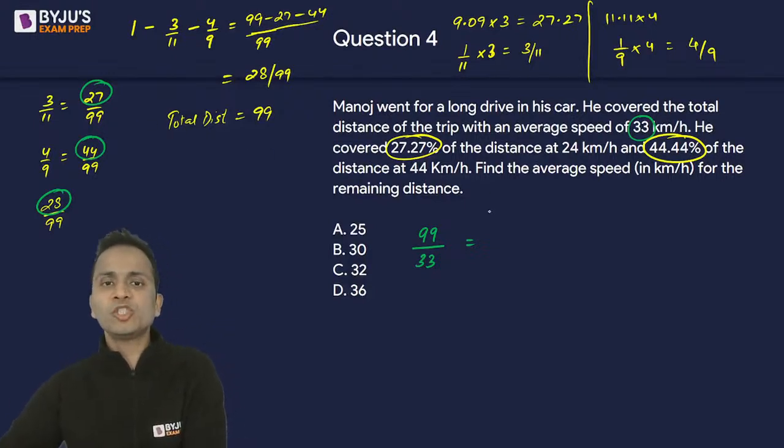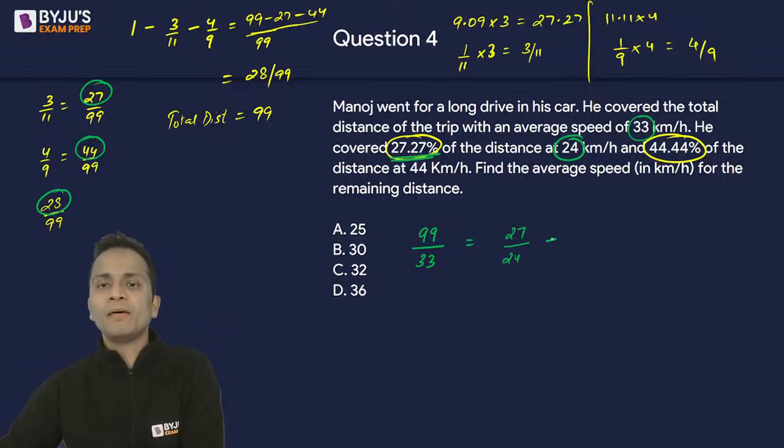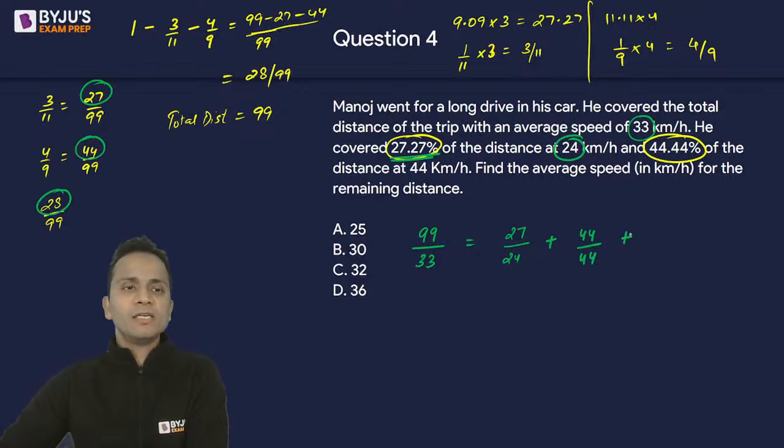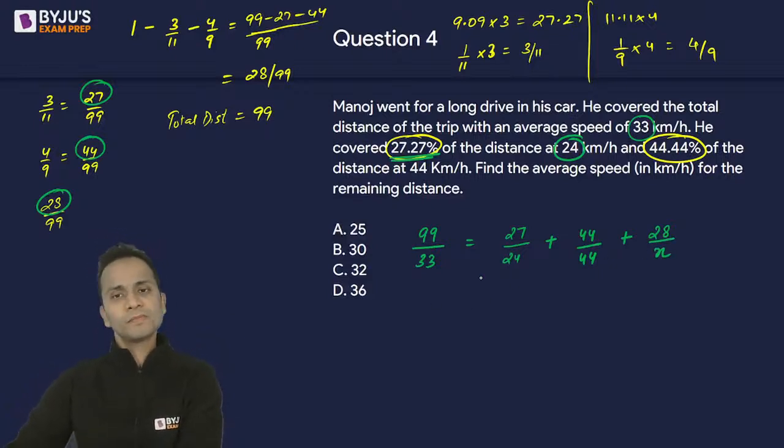Now the first journey is 27 kilometers long, so this much is covered at a speed of 24. Okay, so 27 upon 24 plus the time taken for the second journey, which is 44 kilometers long at a speed of 44 kilometers per hour, plus the remaining part of the journey will be 28 kilometers. Let's say it is traveled at a speed of x, right?